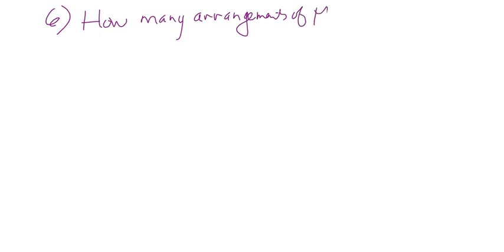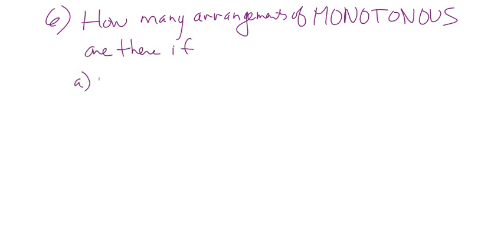6. Words. How many arrangements are there of the letters of the word monotonous? How do you spell monotonous? N-O-U-S. Which is not synonymous with it. So how many arrangements of monotonous are there? A. No further restriction.